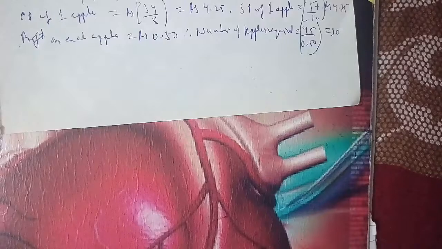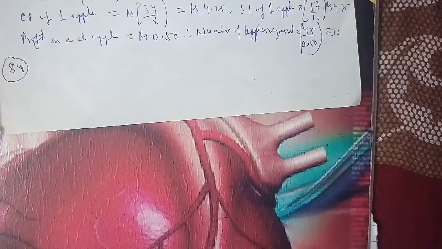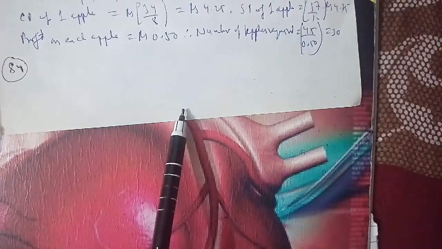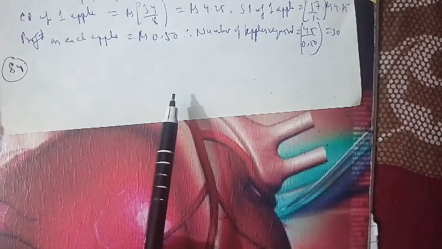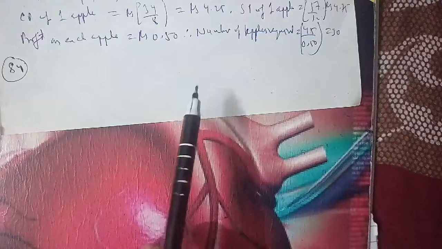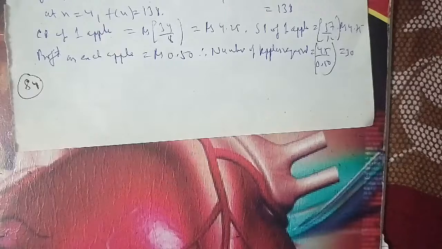We'll talk about the 84th question of the session here, which is an important one, of course. The question is: oranges are bought at the rate of rupees 10 for rupees 25 and sold at the rate of 9 for rupees 25. So we go ahead with the 84th question of the session.